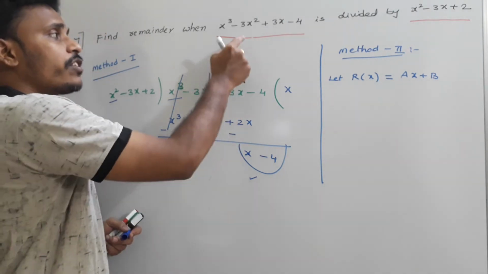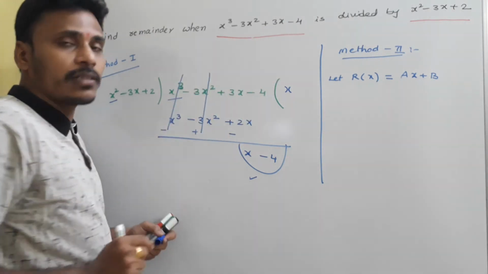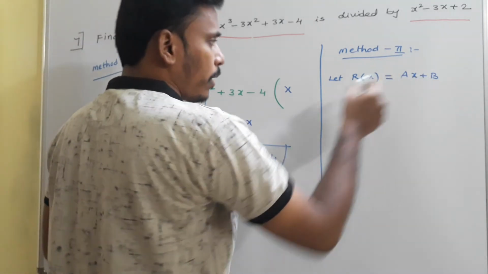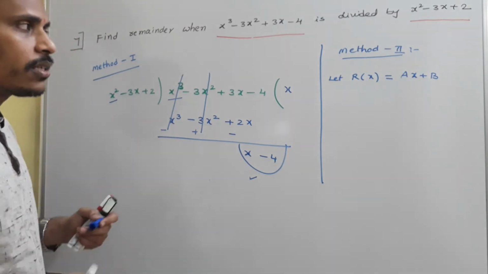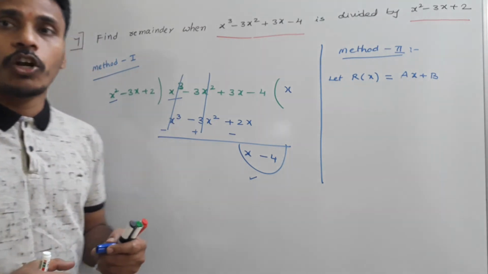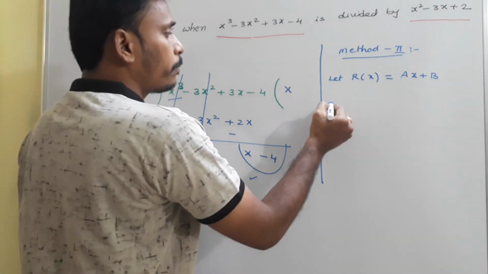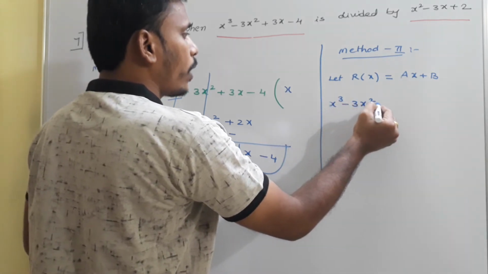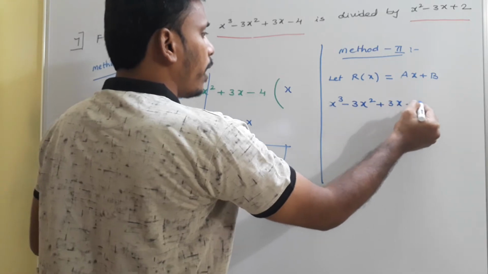So suppose this is the dividend and that is the divisor. We don't know the quotient, and we are trying to find the remainder ax plus b. So by combining all these things using the statement of the division algorithm, we will write like this: dividend x cube minus 3x square plus 3x minus 4.